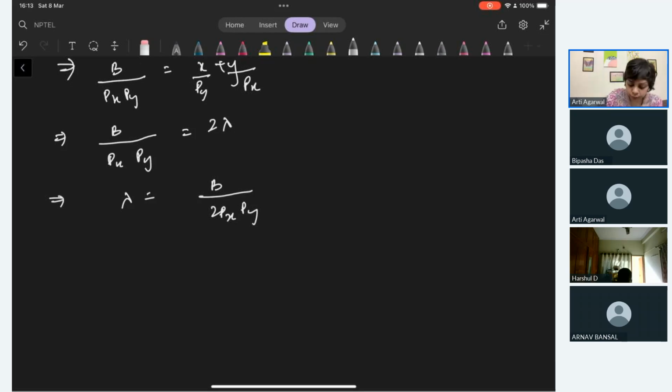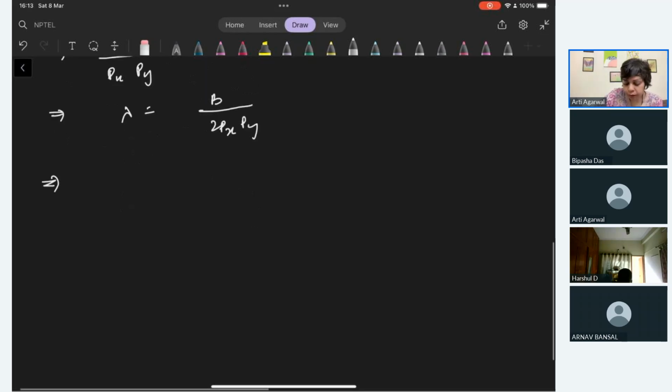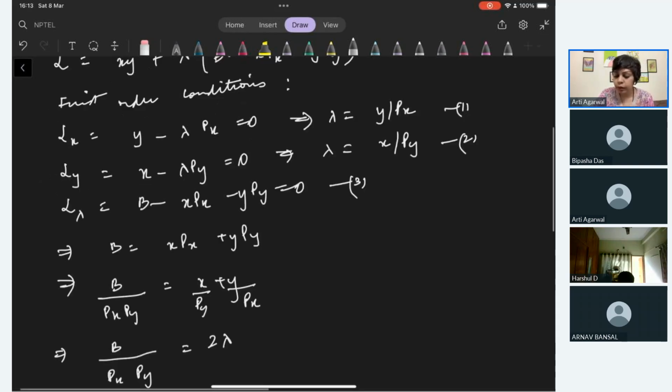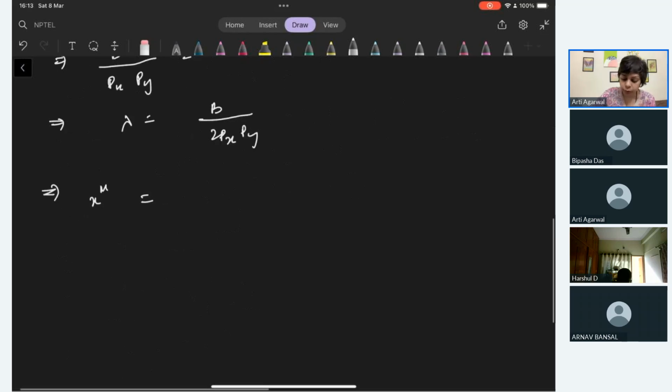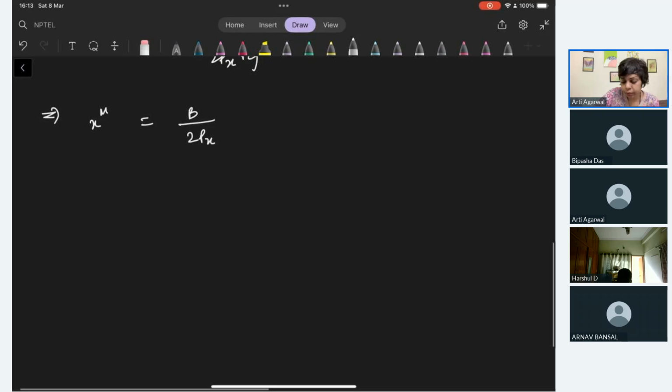So let's do that. We write Marshallian demand with superscript m generally. Either you write dx, if it's demand for good x, with superscript m, or you can just write x superscript m. So x superscript m, what was the value of x? Lambda into py. Now lambda is this expression, so this just becomes b upon 2px, py gets cancelled. And y superscript m, y is what?